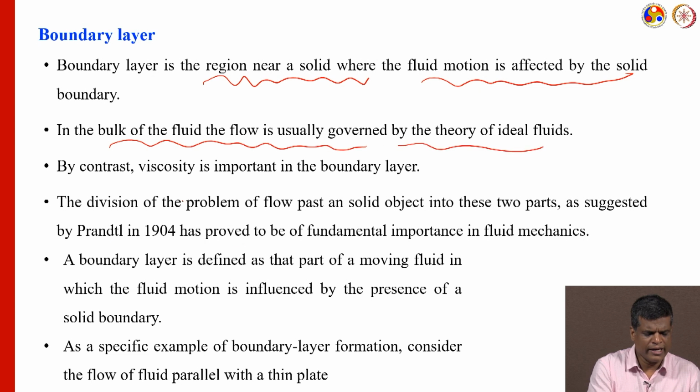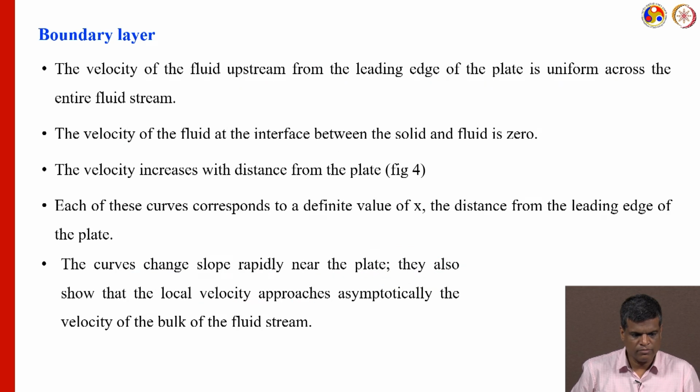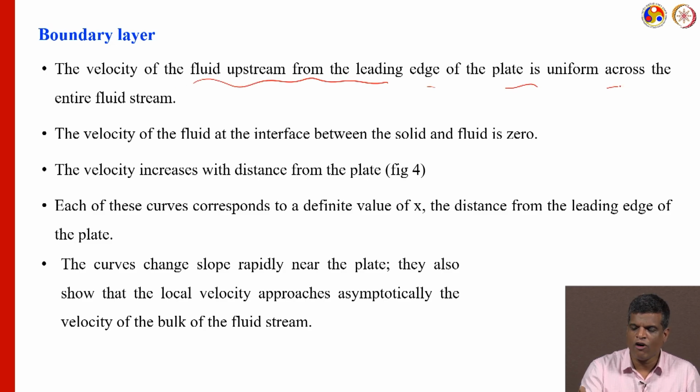Then again, the boundary layer defines the part of the moving fluid where the fluid motion is influenced by the presence of the solid boundary. As a specific example of boundary layer formation, consider the flow of fluid parallel to a thin plate. The velocity of the fluid upstream of the leading edge of the plate is uniform across the entire fluid stream.